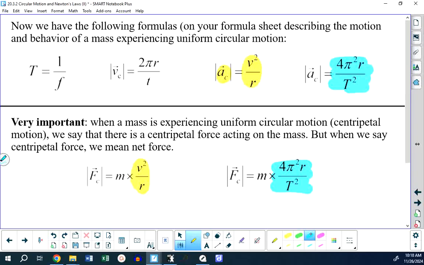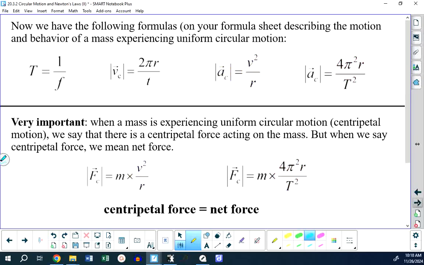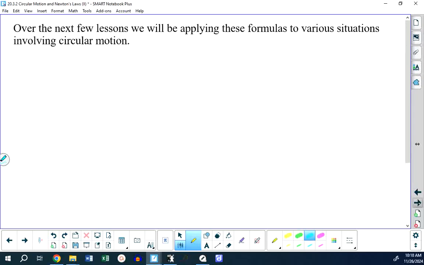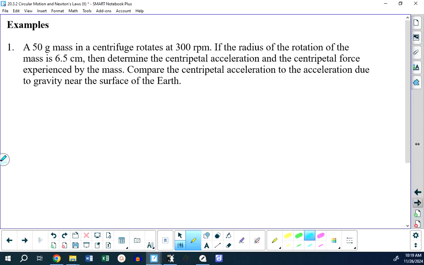So now let's put this into action. Number 1, a 50-gram mass is in a centrifuge. How many of you know what a centrifuge is?